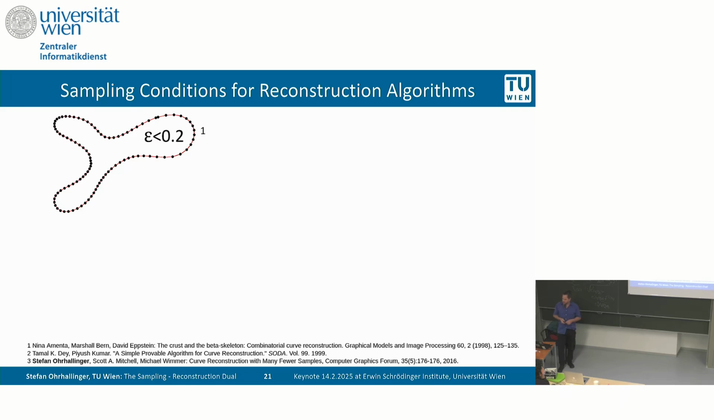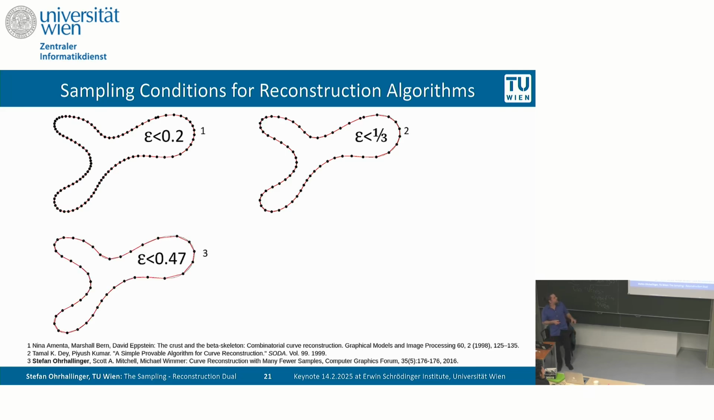So we looked at some sampling conditions for reconstruction algorithms. One that has epsilon up to 0.2. You see, it needs a lot of points. And then we were able to prove with the algorithm, the small, simple local algorithm I presented earlier, that we can manage epsilon up to 0.47.